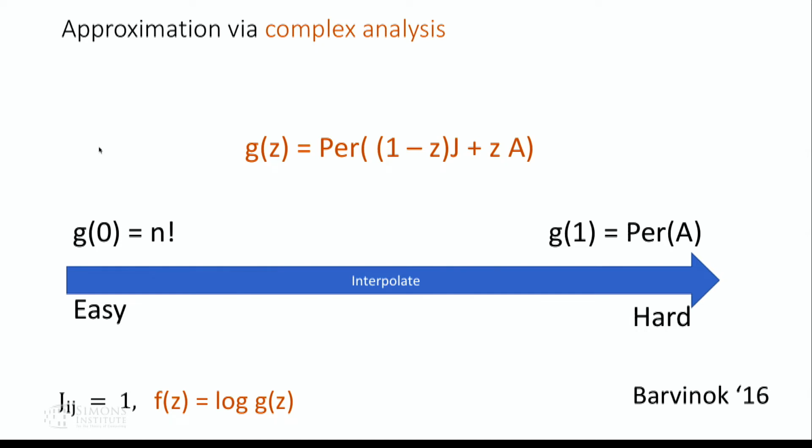At z equals 0, I have just the matrix J, the permanent of J, so the value is just n factorial. At z equals 1, I have the permanent of A. And somehow I want to interpolate from left to right. Throughout, I'm going to denote f to be the logarithm of the polynomial g.